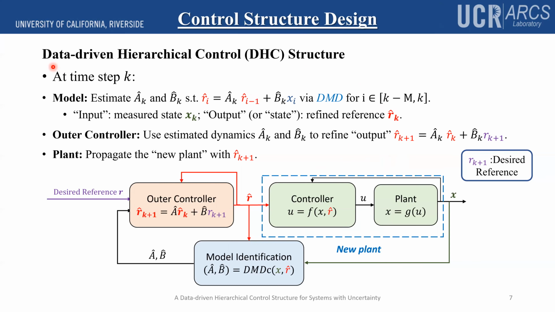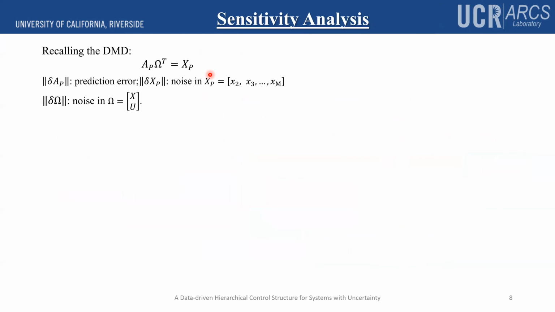Well, for every data-driven method, one might raise the question, what if the data is noisy? How much will it affect the accuracy of the prediction? Here, we derive the bound of the relative prediction error due to the noisy measurements for our structure. Now let's first recall the dynamic mode decomposition. We want to solve for this operator AP from the observations XP and omega. We use the norm of delta AP to represent the prediction error and the norms of delta XP and delta omega to illustrate the noise in the measurements.